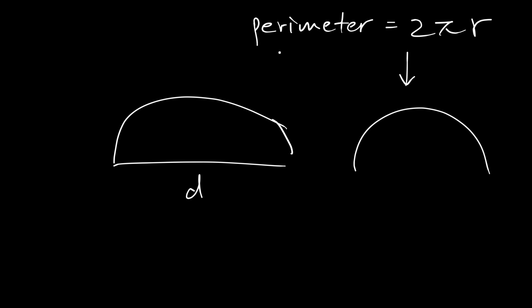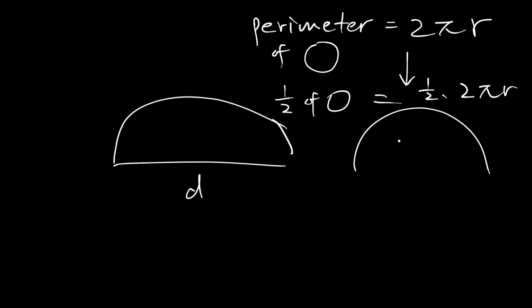So this is the perimeter of the full circle, right? Now I need half of it, so it's half times 2 pi r. Half times 2, what do you get? You get 1, so it's pi r. I'm not asking you to memorize this. I'm just telling you that you can make use of the full circle, then you just half it.